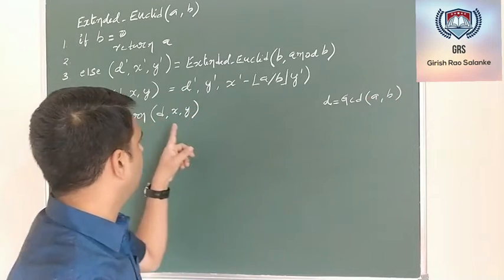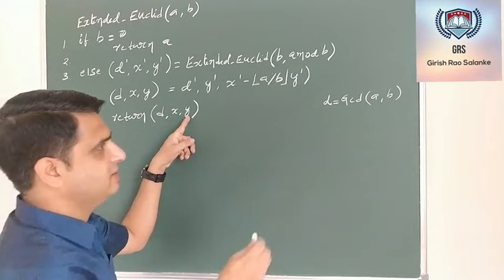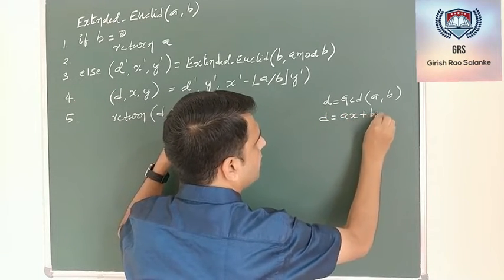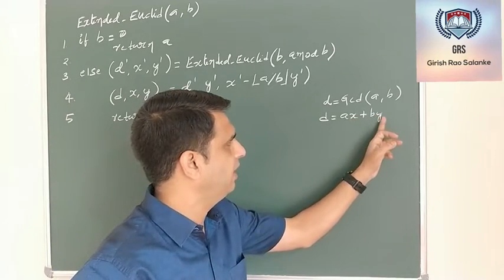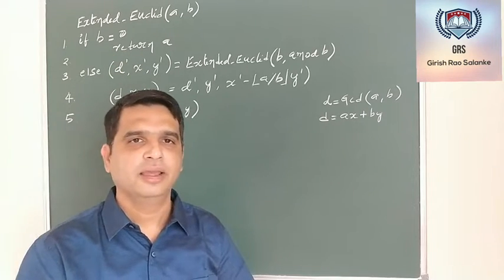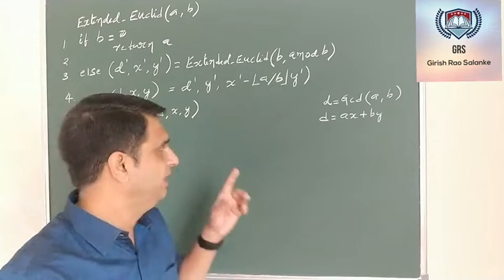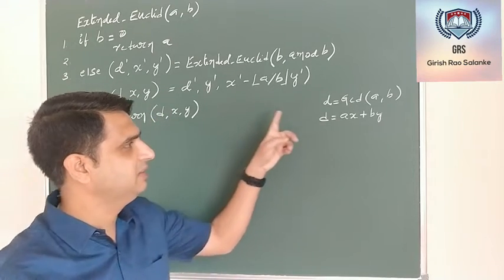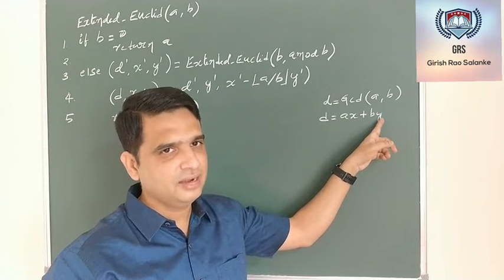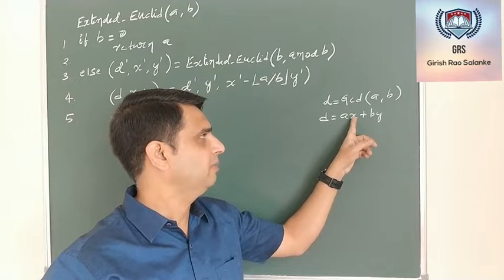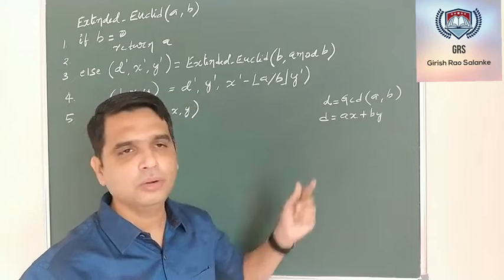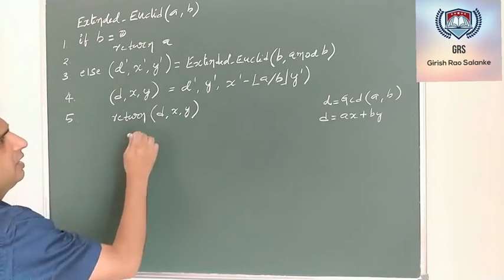Along with d, it also gives the value of x and y such that d is equal to ax plus by. So these values of x and y will also be returned. That means this extended Euclid's algorithm basically returns a triplet: d, x and y. d is nothing but the GCD of a and b, and x and y are integers such that when x is multiplied with a and y is multiplied by b, their summation is equal to d. So note that this is basically the algorithm.